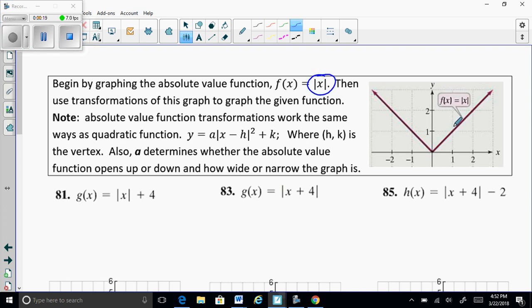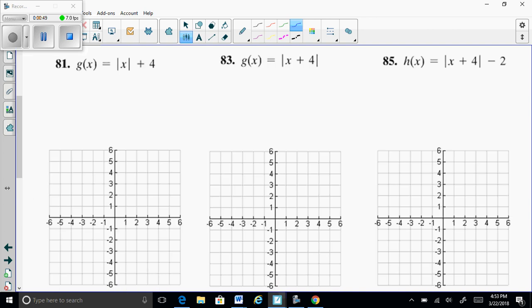So basically the absolute value of 2 is 2. The absolute value of 0 is 0. The absolute value of negative 2 is still positive 2 up here. And so we can use those 3 points for our transformations. And so anyways, if you read through the notes here, it's basically the same behavior as parabolas as far as when we graph these. So we'll just go ahead and get started.